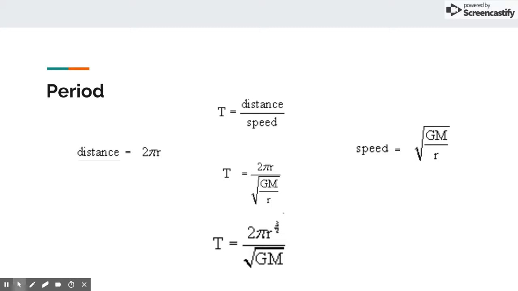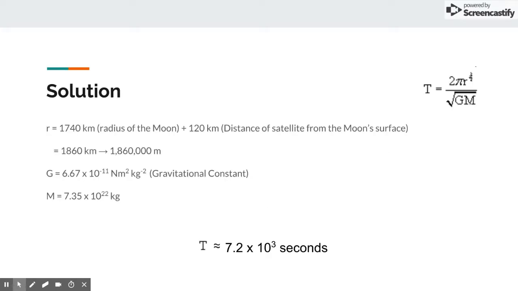Once we put these things together and simplify a bit, we find that the period is equal to 2 pi times the radius to the 3/2 power divided by the square root of the gravitational constant times the mass of the moon. So now for this next part, we can use our calculator.